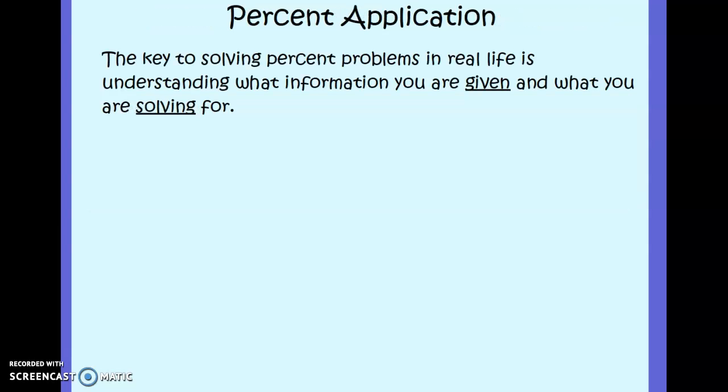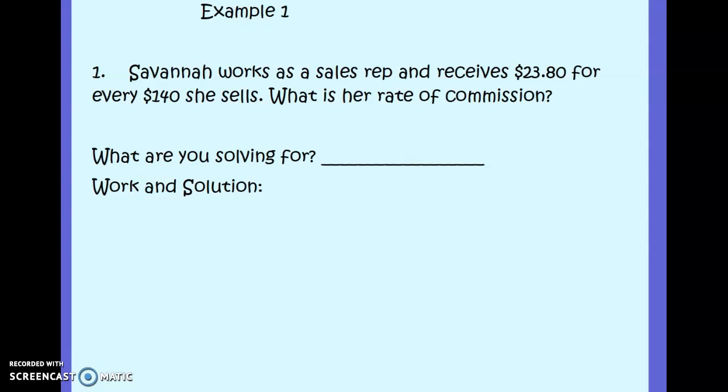The key to solving percent problems in real life is understanding what information you are given and what you are solving for. It's important for us to be able to decode these word problems and determine what we know and what we need to look for, what we're trying to get. So here's our first example. These are just practice with percent.